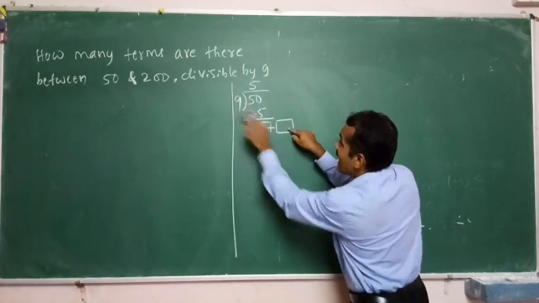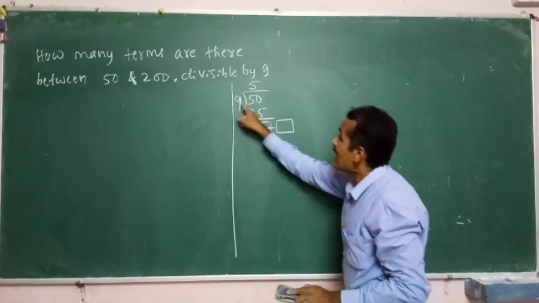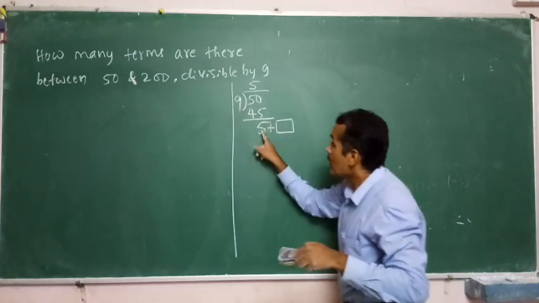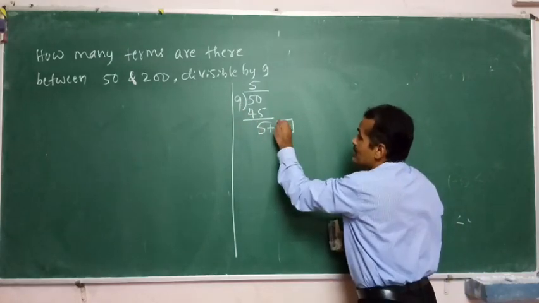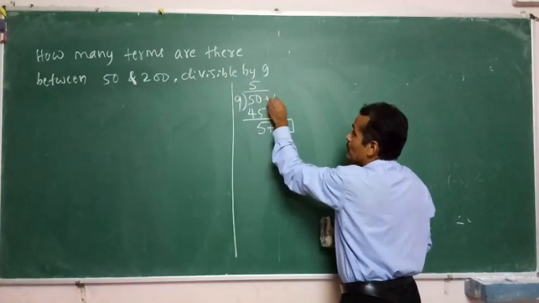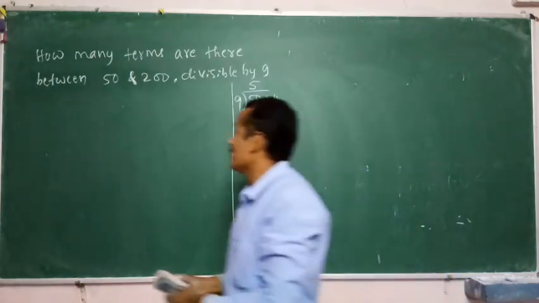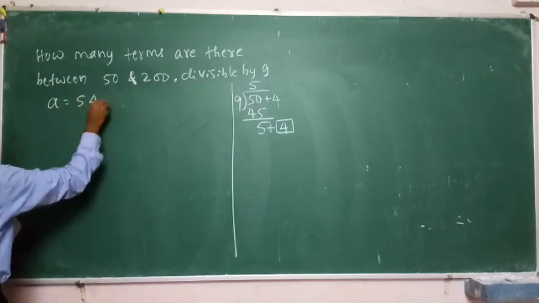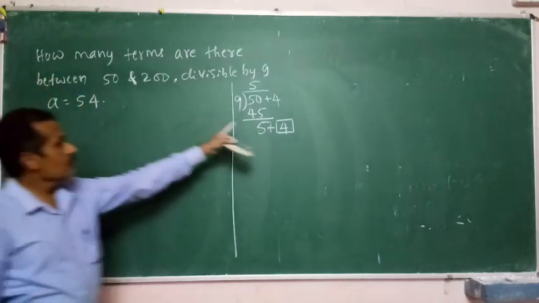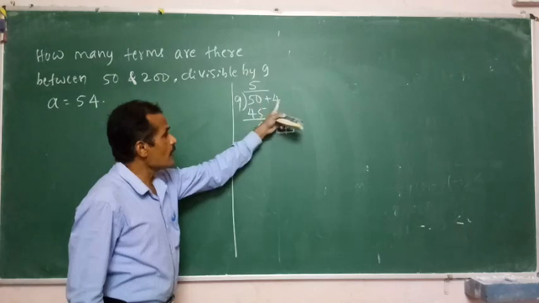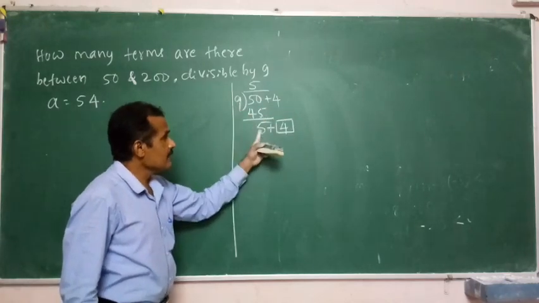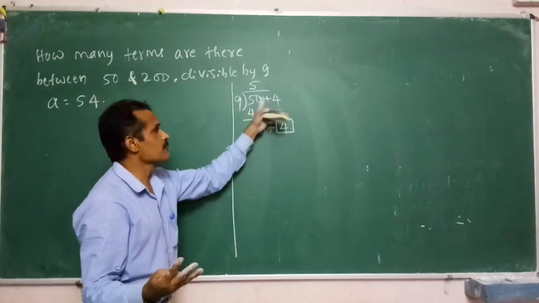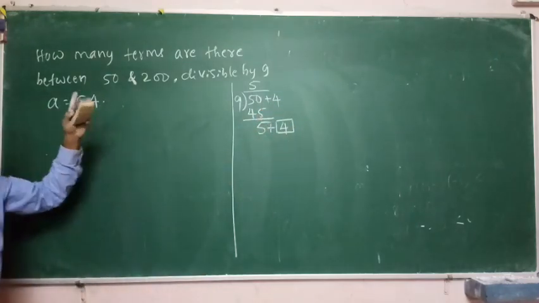To make it 9, how much is the shortage? 4 is the shortage. Therefore, I will write A is equals to 54. I have to add plus 4 here because to make it 9, I need a shortage of 4. Therefore, 50 plus 4 is equals to 54. That is my first number.